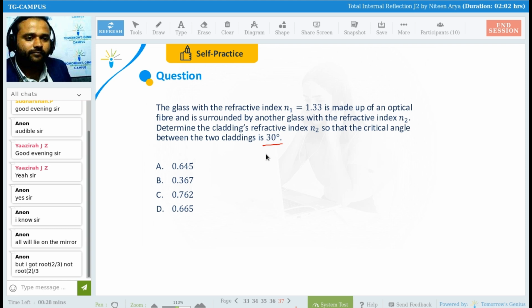Are you solving, beta, anyone, everyone? Got it, got it, got it.